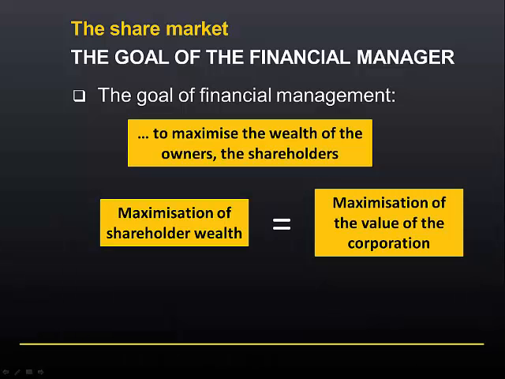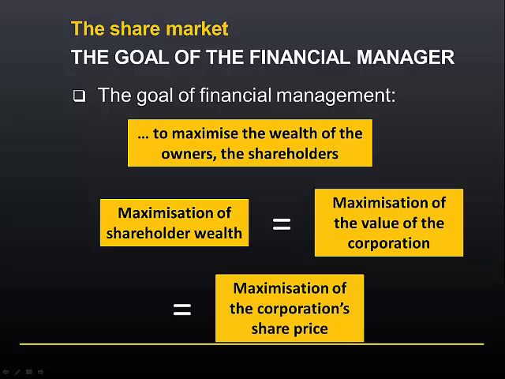In a previous module, we talked about the goal of financial management as being to maximize the wealth of the owners or the shareholders of a firm. We also said that the maximization of shareholder wealth was equivalent to maximizing the value of the corporation. There is a third way in which we can state this objective: the maximization of the corporation's share price. We can see the equivalence between this and the other two statements of the goal of financial management. Obviously, the higher the share price, the wealthier shareholders, and the value of the corporation is simply the number of shares multiplied by the share price.